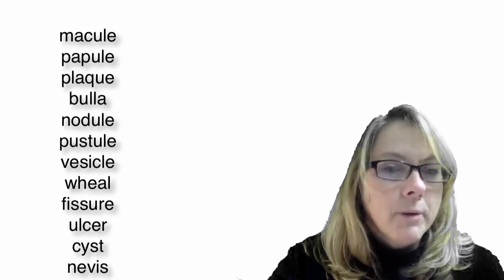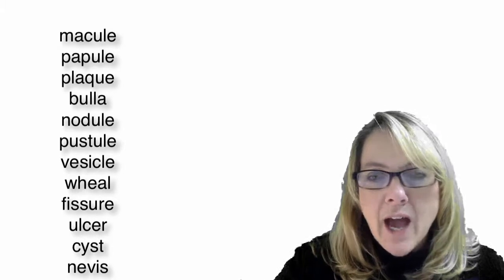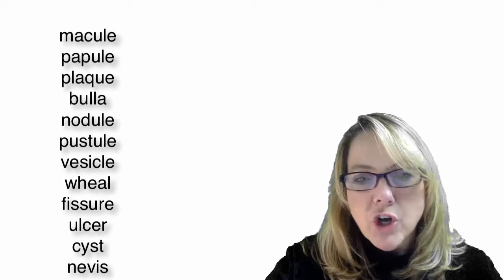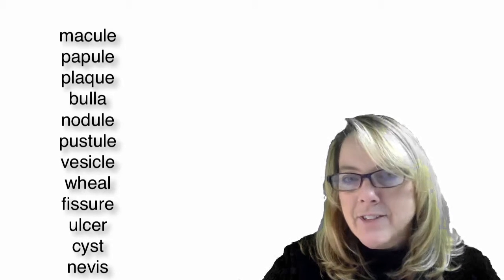All right, so let's talk a little bit about lesions, skin lesions. There's lots of them, and there are some really good pictures in your textbook, and I'll try to put some up here for you as well. But we have some general descriptive types of lesions. Those would be the macule, the plaque, the bulla, a papule, a nodule, pustule, vesicle, wheal, fissure, ulcer, cyst, nevus.